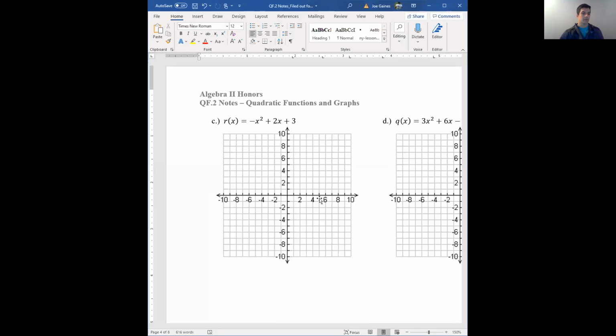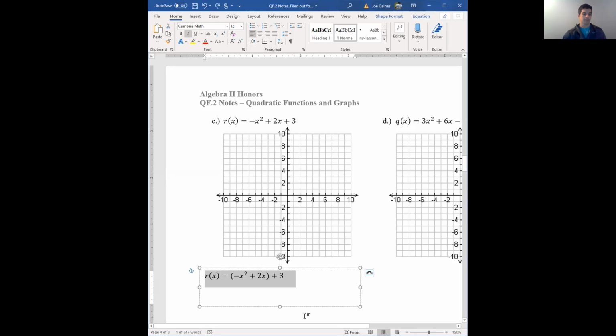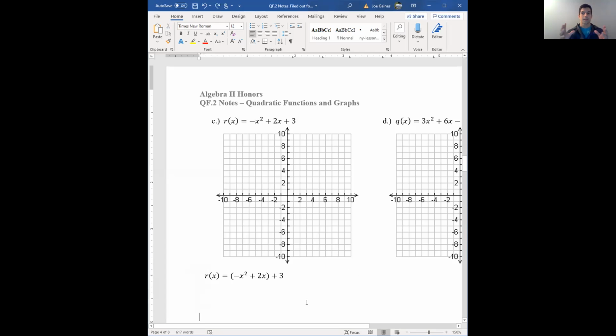So in C, I'm wanting to graph r of x, which is negative x squared plus 2x plus 3, again by completing the square. So the first thing that I'm going to do is take these first two terms and group those together. Then I'm going to try to complete the square with just this negative x squared plus 2x. We have to make sure that we have a leading coefficient of 1. So in this case, I'm going to need to factor out the negative.